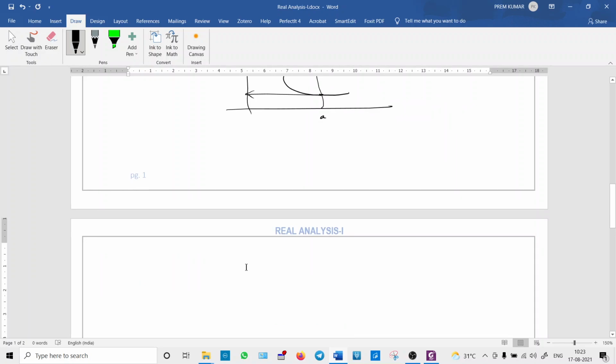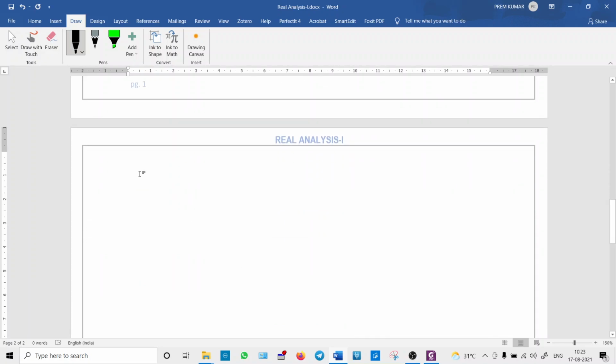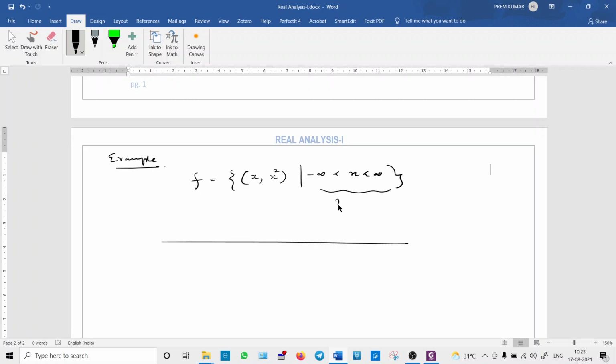Now these are all basics, you must have already studied. Example, and a function is defined like this. Already I defined it as a set of all ordered pairs x comma x square such that x lies between minus infinity to infinity, it's the full real line, the domain of this function. So what is the domain? The full real line, minus infinity to infinity.